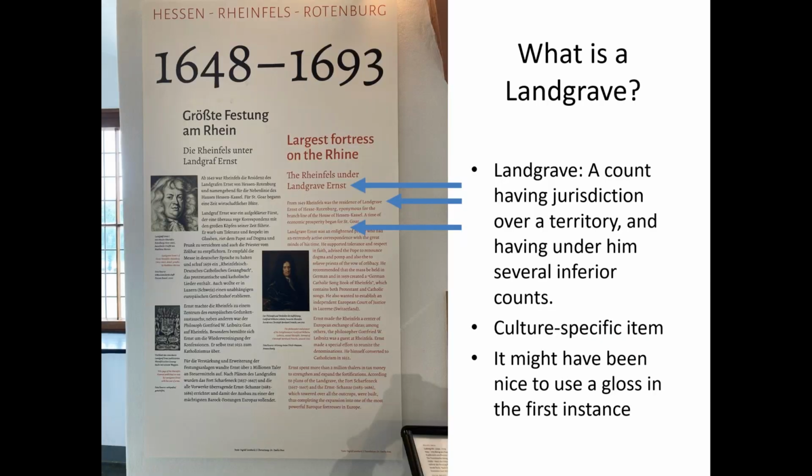This is an example in German that I actually saw quite recently, where I think actually the translator could have included a gloss. So on the left, we have Landgraf a few times, and on the right, we have Landgrave 3 times. That is the correct term. That is the technical term. And it just means a count having jurisdiction over a territory and having under him several inferior counts.